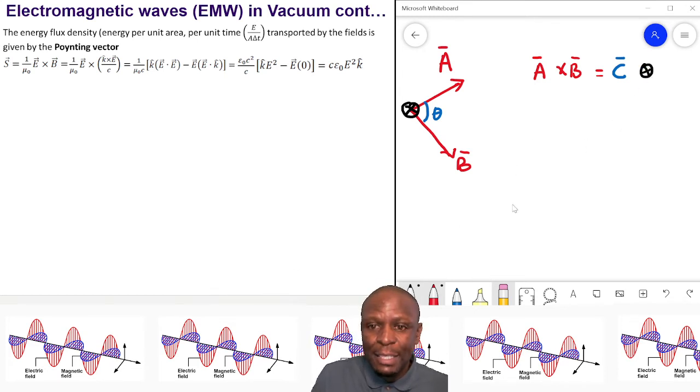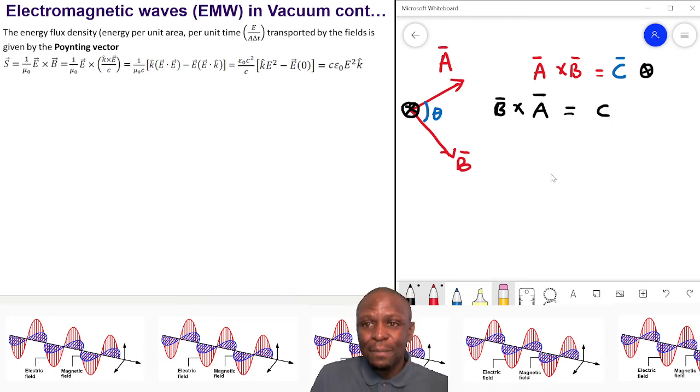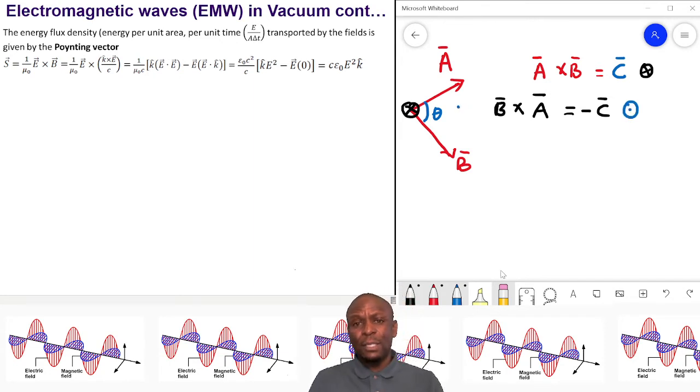But the moment I say B cross A, if A cross B is C, then B cross A is going to be minus vector C. It is just going to be that vector coming out of the board. Right, that's what I wanted you to see.